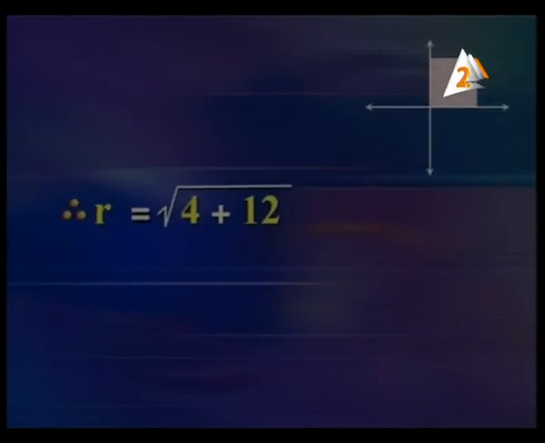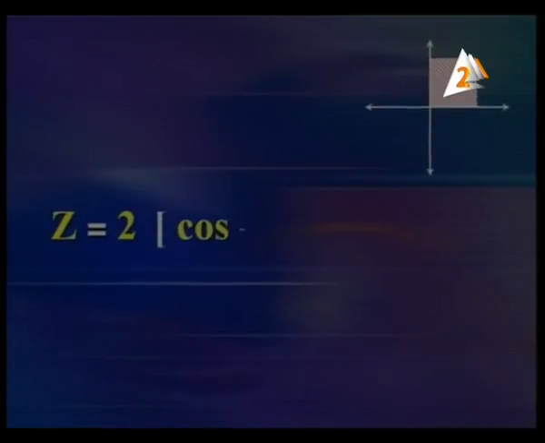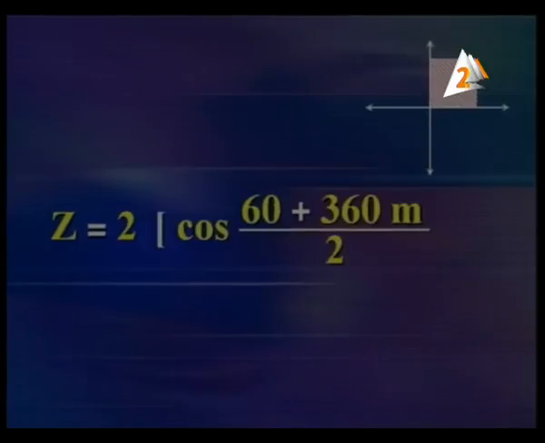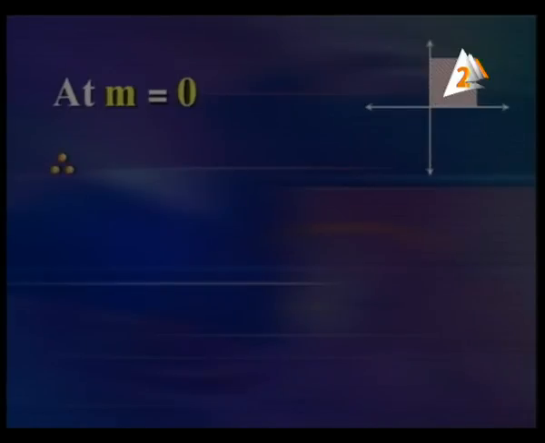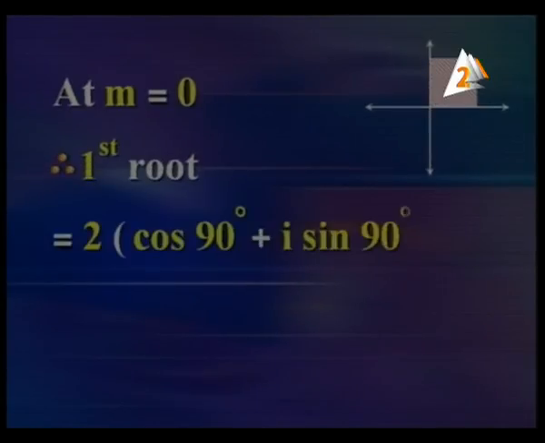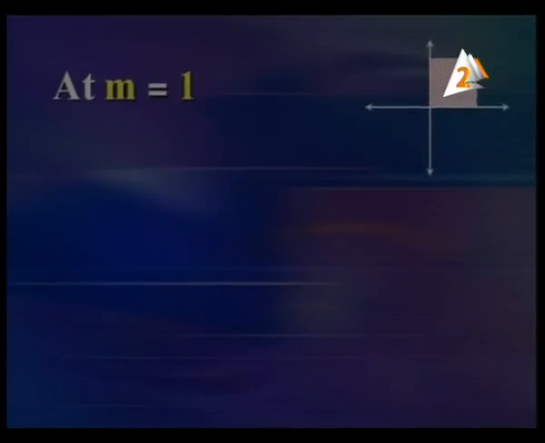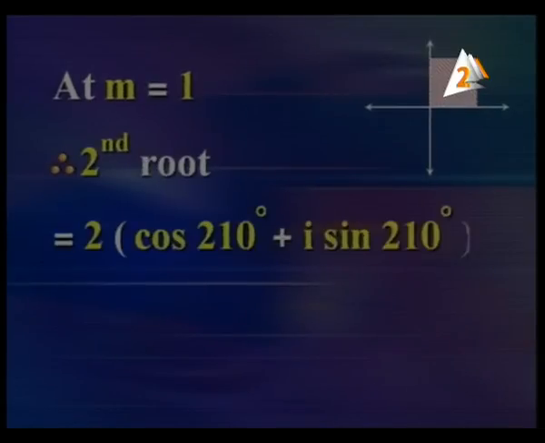Therefore r equals the square root of 4 plus 12, which is the square root of 16, equals 4. We put theta equals 60, so the root is 2 cosine of 60 plus 360m over 2, plus i sine of 60 plus 360m over 2. Remember, m equals 0, 1, 2, and so on. At m equals 0, the first root becomes 2 cosine 30 plus i sine 30, which is root 3 plus i. At m equals 1, the second root is, by substituting m equals 1, z equals 2 cosine 210 plus i sine 210, which equals negative root 3 minus i.